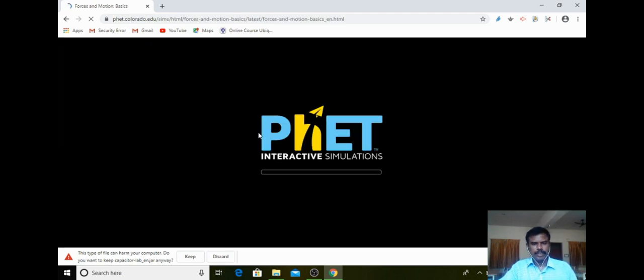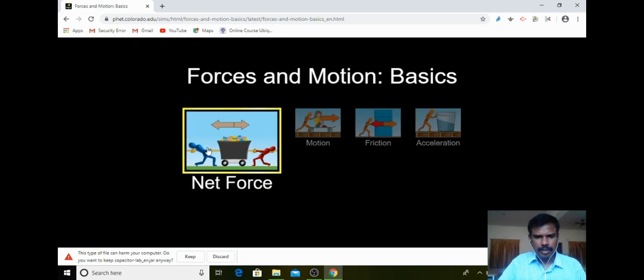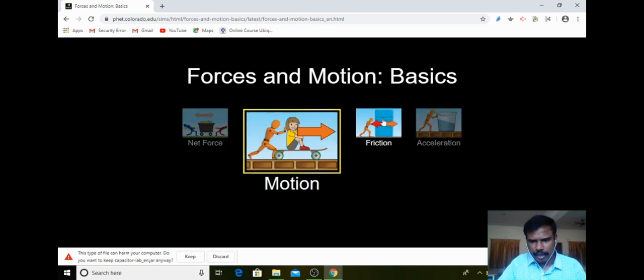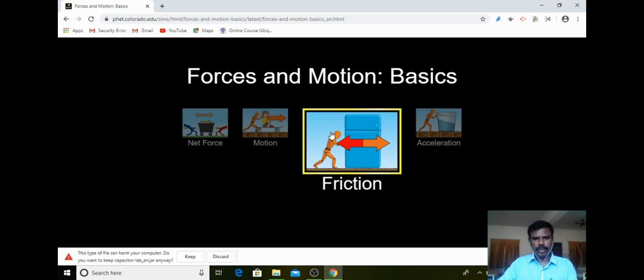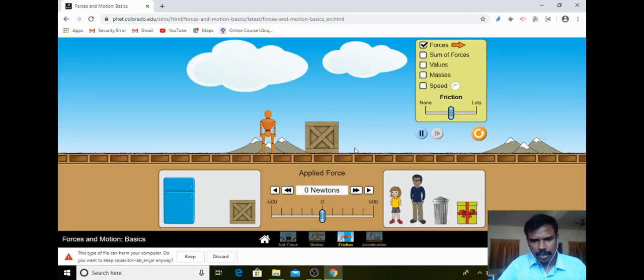So this is a simple or basic of motion. So here net force, and here motion, or here it is friction, or here acceleration. So I am taking this friction concept. I can take it here so that you can see what the components in the simulation tool are and how friction is there, and here newtons and everything. So like that, here it is movable, and here they are changing.